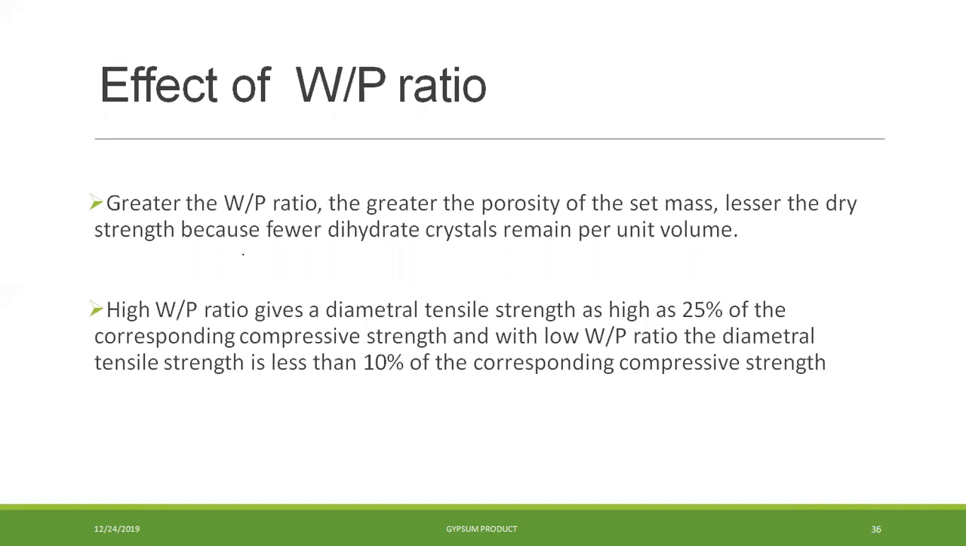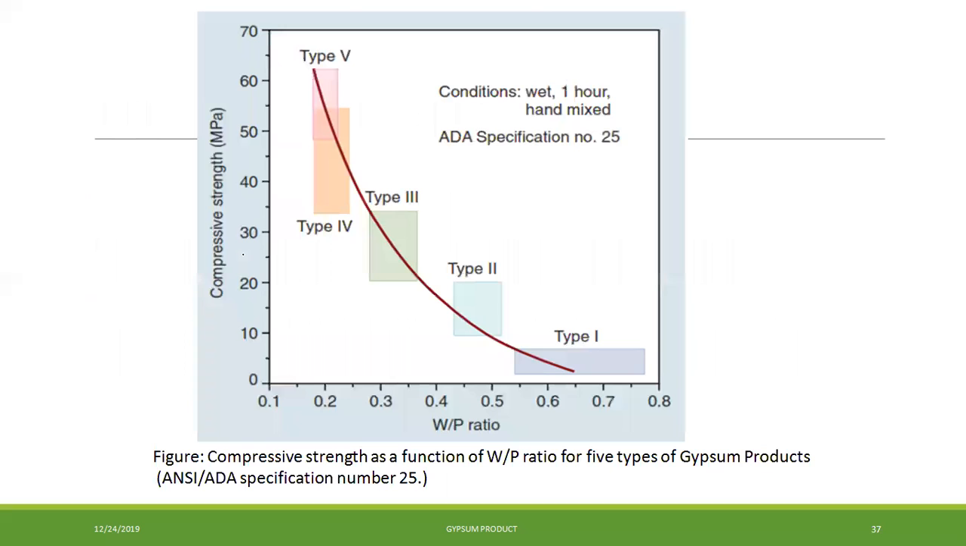Most important, because we normally use water. So greater the water powder ratio, greater the porosity of the set mass. That means water is in greater amount, lesser the dry strength because fewer dihydrate crystals remain per unit volume. A high water powder ratio gives a diametral tensile strength as high as 25% of the corresponding compressive strength, and with a low water powder ratio, the diametral tensile strength is less than 10% of the corresponding compressive strength.